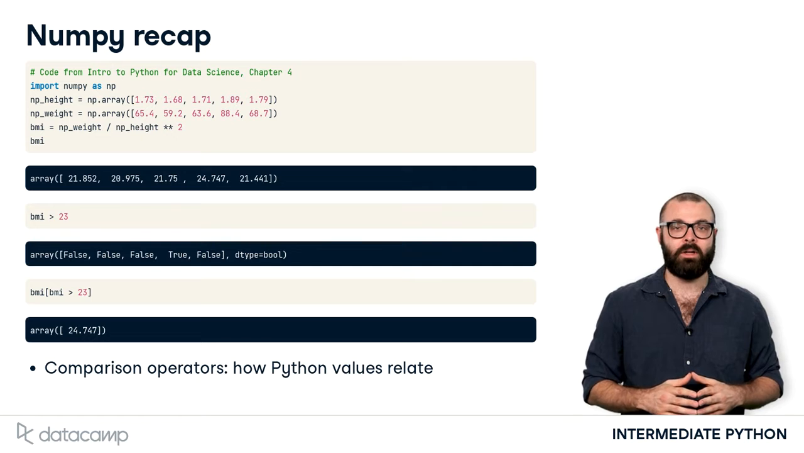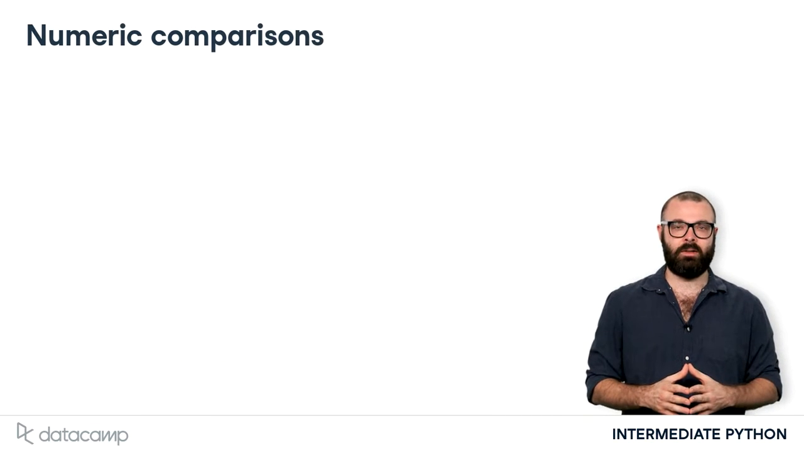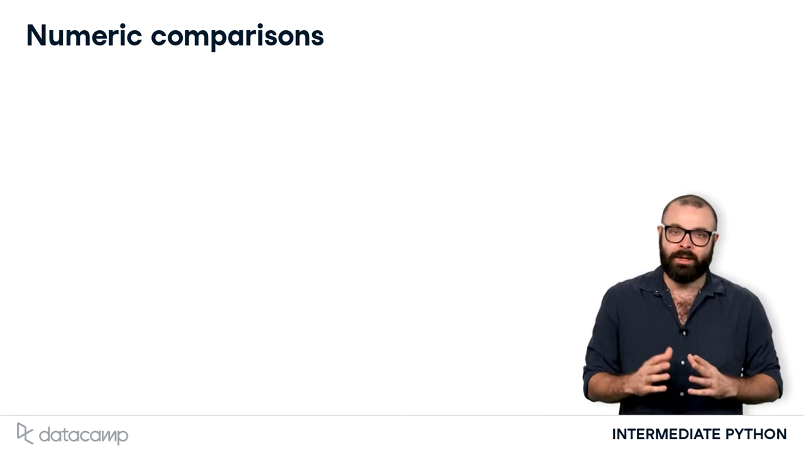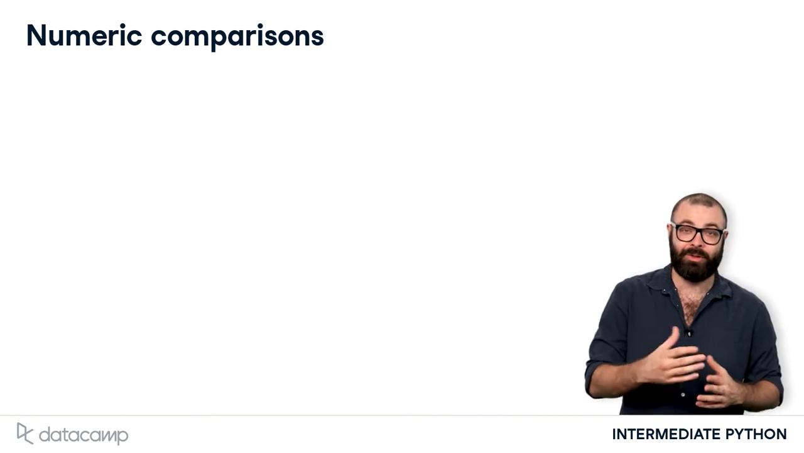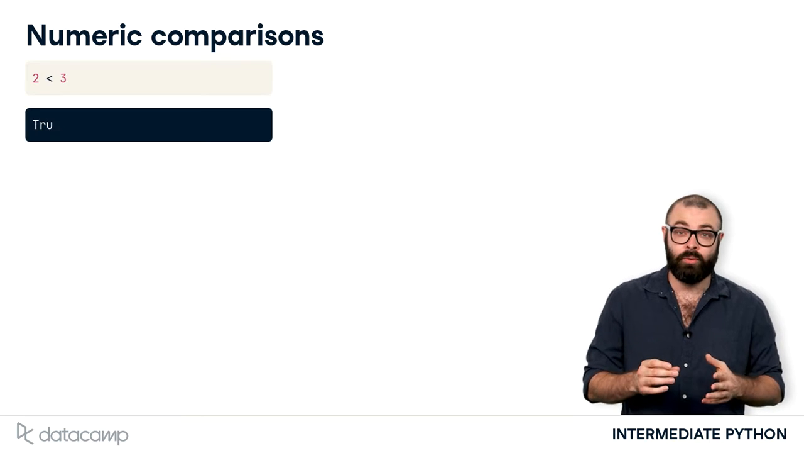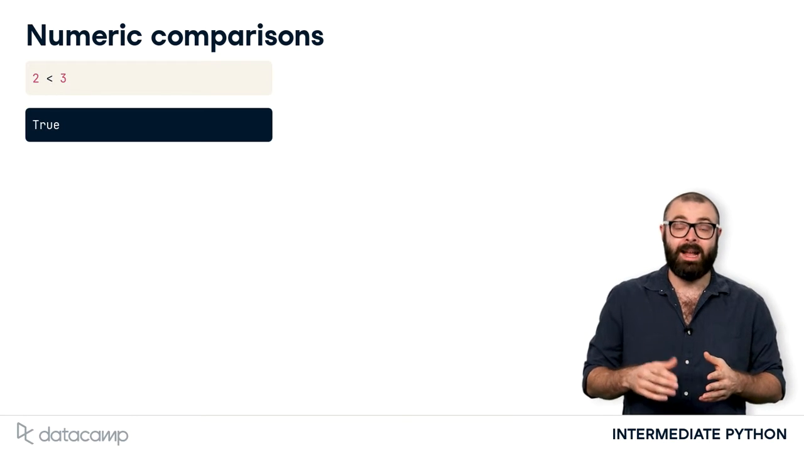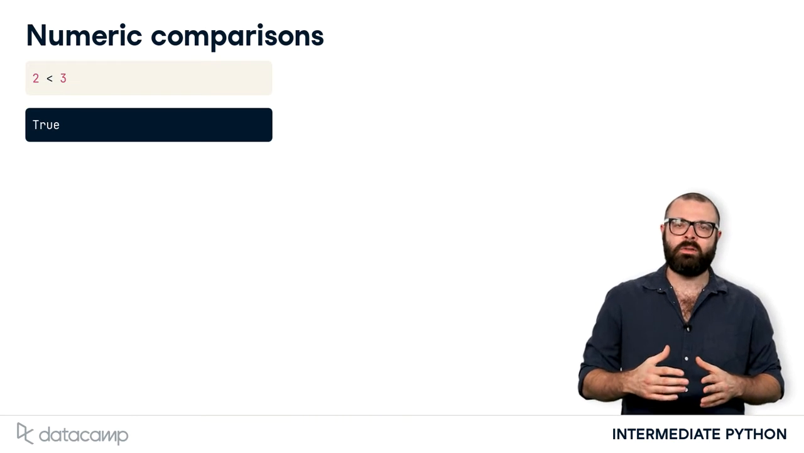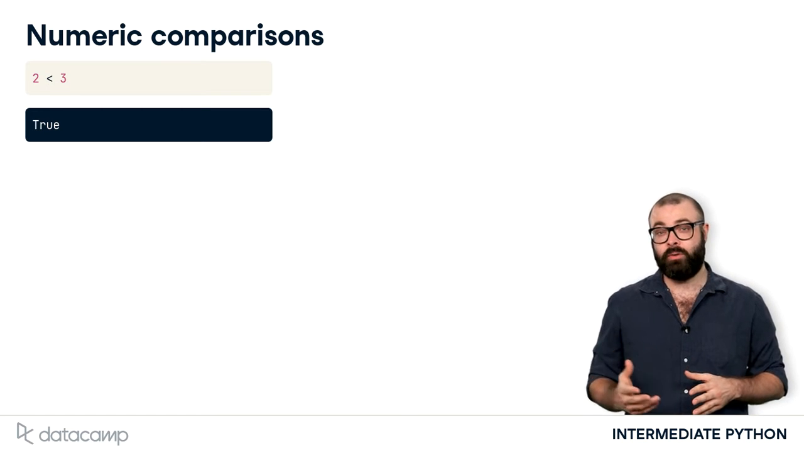Comparison operators are operators that can tell how two Python values relate and result in a Boolean. In the simplest sense, you can use these operators on numbers. Say, for example, that you want to check if 2 is smaller than 3. You type 2 less than sign 3 and hit enter. Because this is the case, you get True.